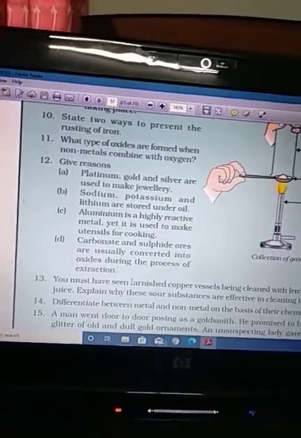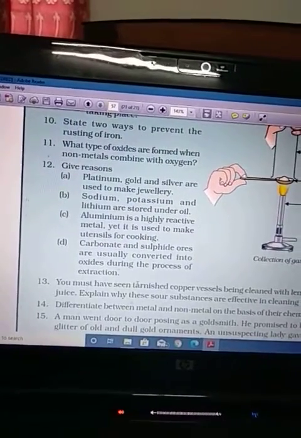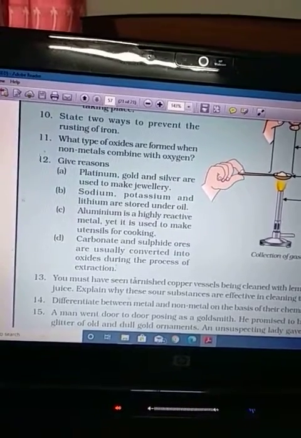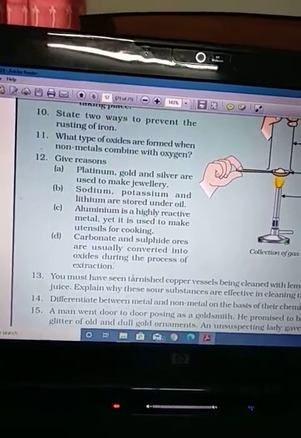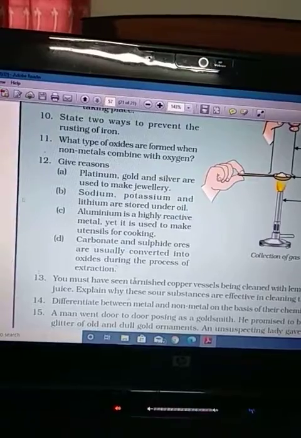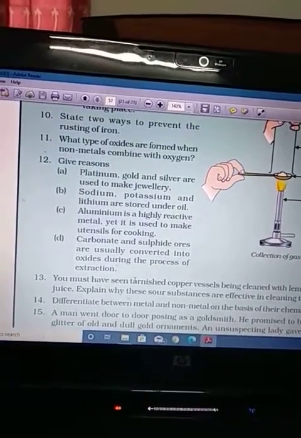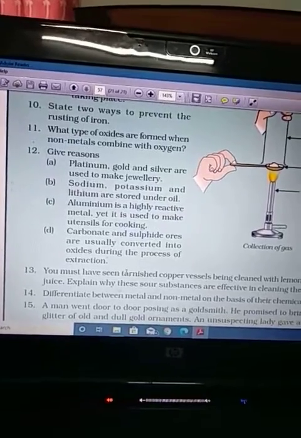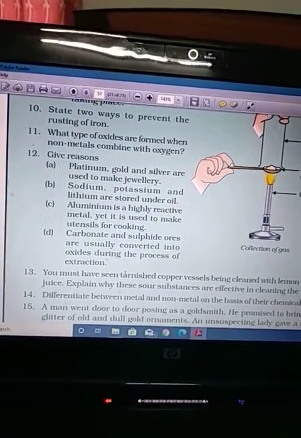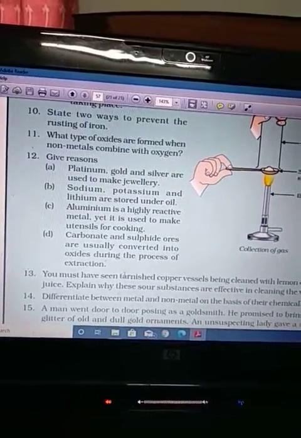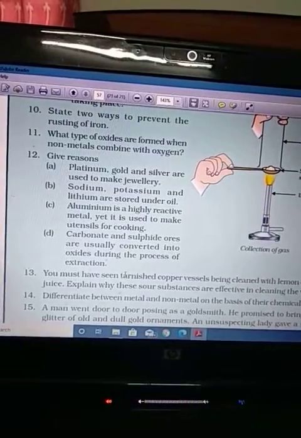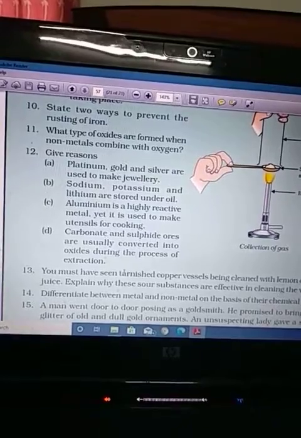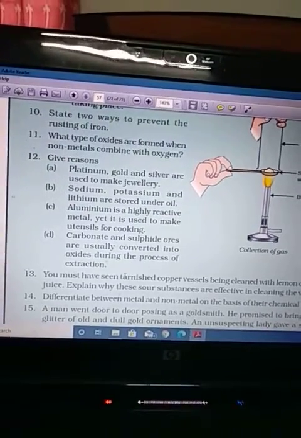Give reason. Platinum, gold and silver are used to make jewelry because they are very less reactive. Platinum and gold are almost non-reactive, so they do not tarnish in the open air. This is the reason we use them, and they are malleable and ductile also, that's why we use them to prepare jewelry. Sodium, potassium and lithium are stored in kerosene oil because they are very reactive. They react with air and humidity. That's why we store them in kerosene oil.